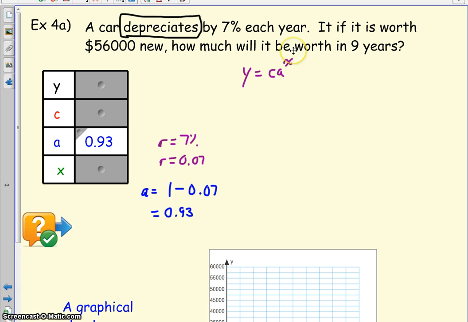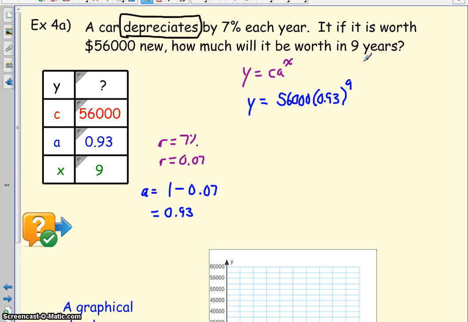And now we're told almost everything else here. So we know it's worth $56,000 new, so it starts off with a value of $56,000. We don't know how much it's worth in 9 years, but we know that the time period is going to be 9. So we're told almost everything here. We just need to solve for our new value. So in that case, we're going to have y equals, our starting value is going to be 56,000, and it's going to be 0.93 for our base, all to the exponent of 9.